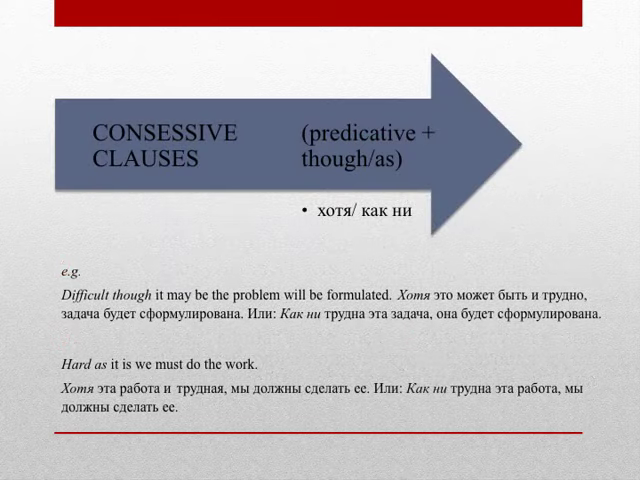And concessive clauses, уступительные предложения, also require inversion. Normally, we have the structure of predicative, inverted predicatives, and using though or as in the post position. So here we have, and the translated recommendations are to use these structures хотя or как ни. For example, difficult though it may be, the problem will be formulated.